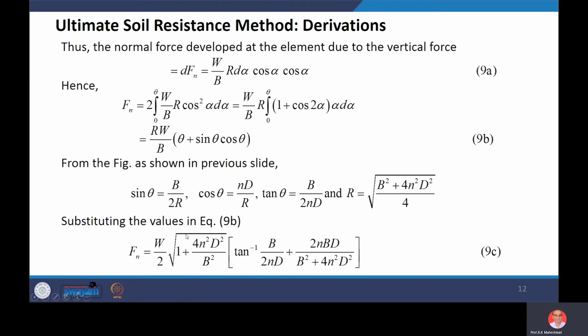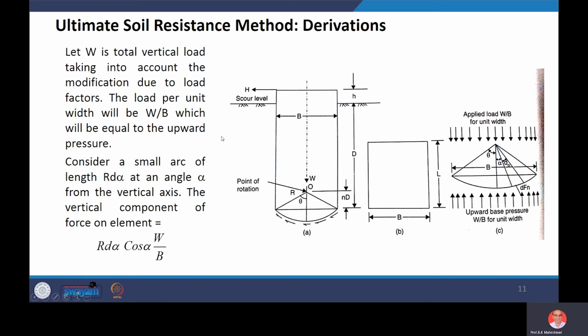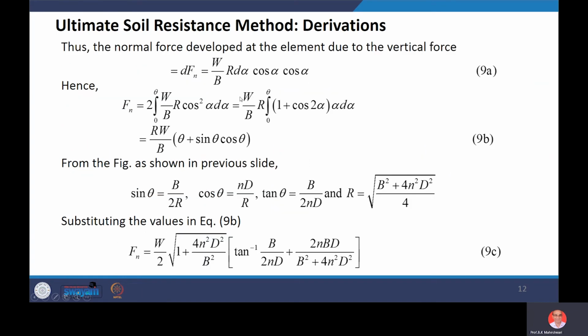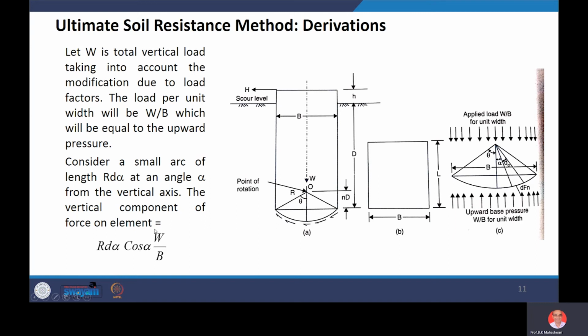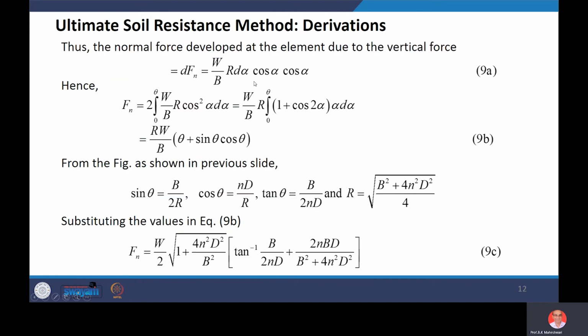Okay, and the ultimate soil resistance method. In the ultimate soil resistance method, the normal force developed at the element due to the vertical force is given by this relation: dFn equals W by B R d alpha cos alpha cos alpha. In this case, this is the value for a particular slice, and this should be so because this force is a component, and the cos alpha is its component.